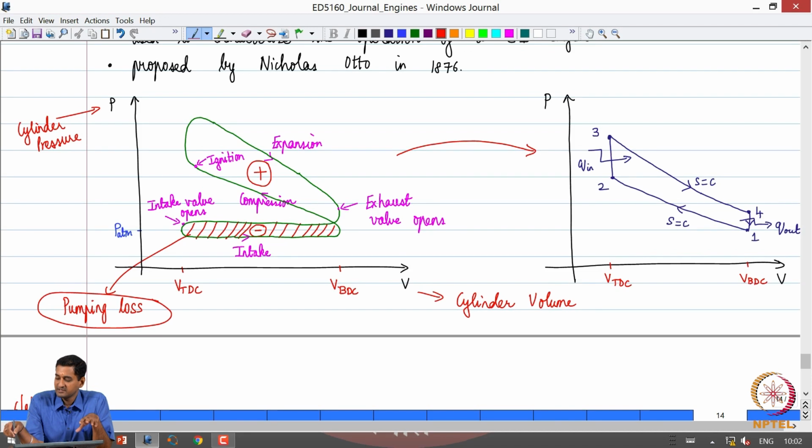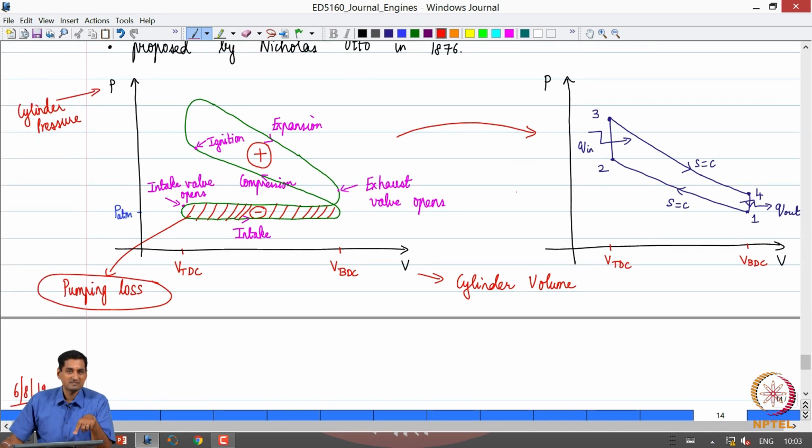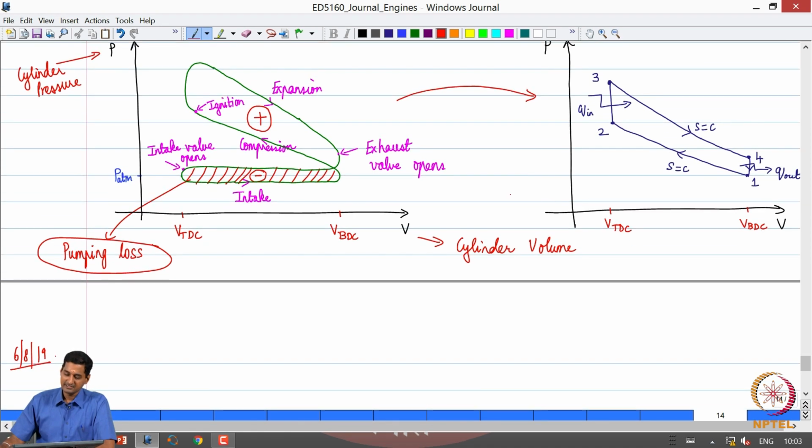We only consider the compression process, which will be 1 to 2. Then the combustion process is replaced by a heat addition process that takes place at constant volume. Then there is an expansion process from 3 to 4, which is once again assumed to be isentropic, and 4 to 1 is a constant volume heat rejection process. And the motivation for this approximation comes from the shape of the PV diagram, which is typically observed when we do measurements from a gasoline or petrol engine. So that's the motivation here.